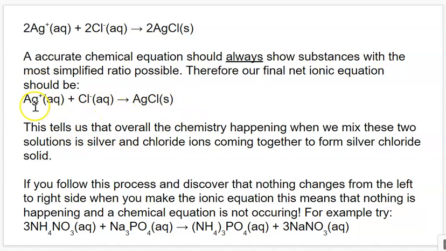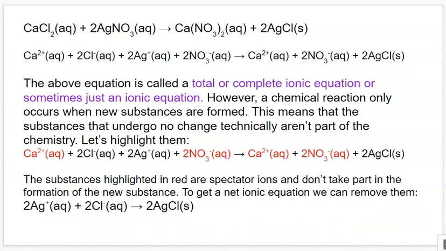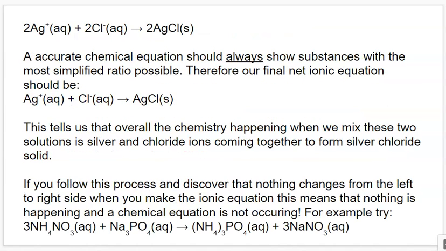And it doesn't matter that this is 1 to 1 to 1, when in the original equation it was 2 to 2 to 2. The 2's only mattered when the calcium chloride and the calcium nitrate were present, in order to make sure that it is balanced. What's actually happening at the atomic level is that one silver ion and one chloride ion are coming together to form a formula unit of AgCl.